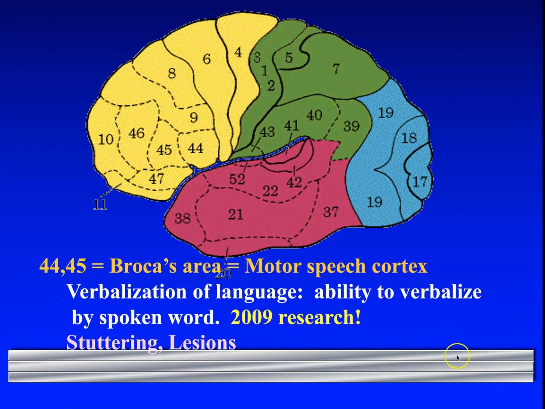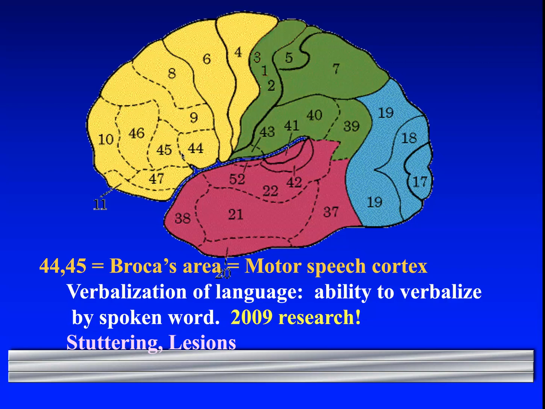Areas 44 and 45 right here, that is Broca's area. And it's more on the left side. This is also called the motor speech cortex. It's usually on the left, but not always. The motor speech cortex basically coordinates the muscular activities of your mouth and your tongue and your larynx in order to speak. So it's the verbalization of language.